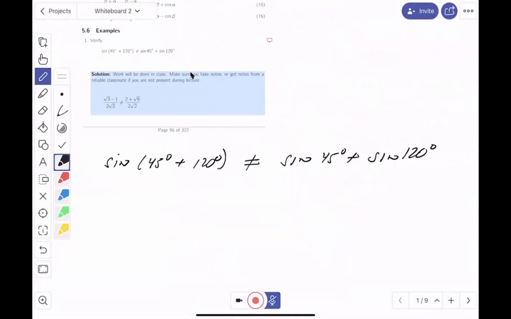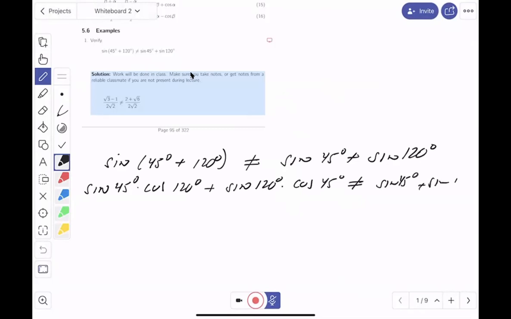All right, so one thing I noticed about this on the left side, that if I just add 45 and 120, 165, and that would be 15-degree reference angle, and I just don't know that. So I'm going to say I have to use a sum formula for that. And I would need to know the sum formula. So it's sine 45 degrees times the cosine of 120 degrees plus the sine of 120 degrees times the cosine of 45 degrees. And they're saying this is not the same thing as the sine of 45 degrees plus sine of 120 degrees.